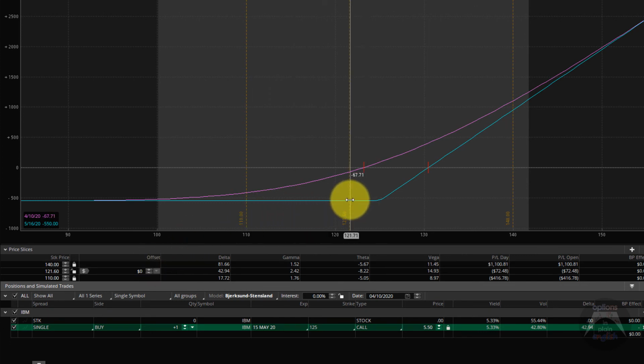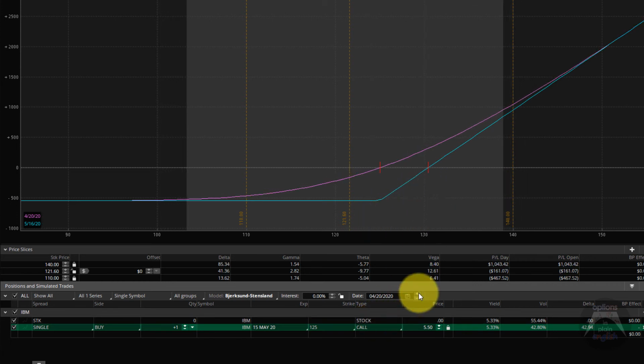What will happen if price goes to 130? You can see here more or less, if you look at the right hand side, that it's making around $400. What will happen if price goes to 130 in 10 days? So we go 10 days further, and now if it goes to 130, it's going to be making $313. Why? Because the value of the option is less now because more time has gone by.